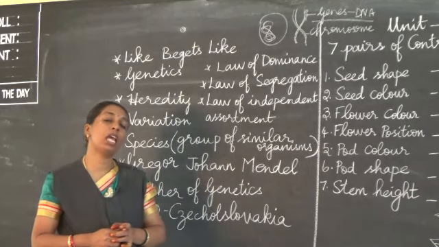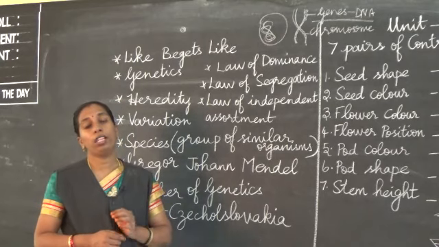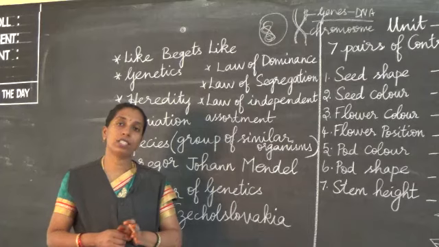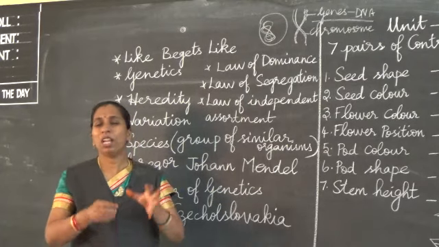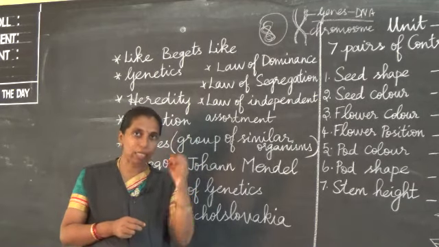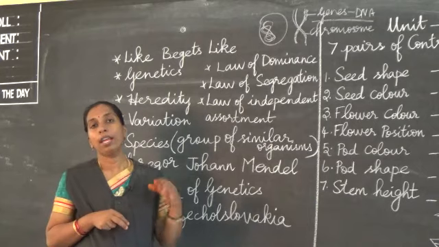At the age of 18, he studied at the University of Vienna. He studied physics, maths, and natural science. And he was the first scientist to do mathematical calculations for scientific experiments.